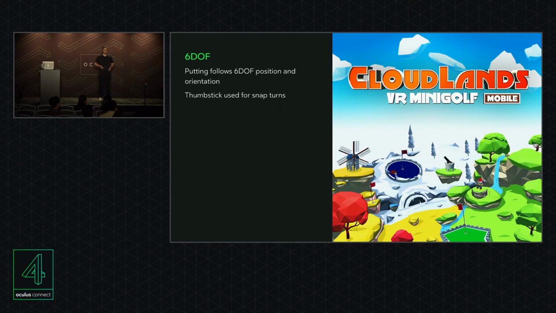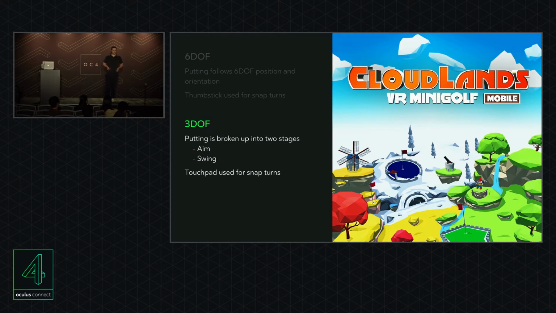CLOUDLANDS, this is one of my favorite games. It's a mini golf game. On the Rift, you have 6DoF full-on positional tracking. You literally just swing your putter and it hits the ball. Use a thumbstick for quick turns, and you can snap to the location of the ball.